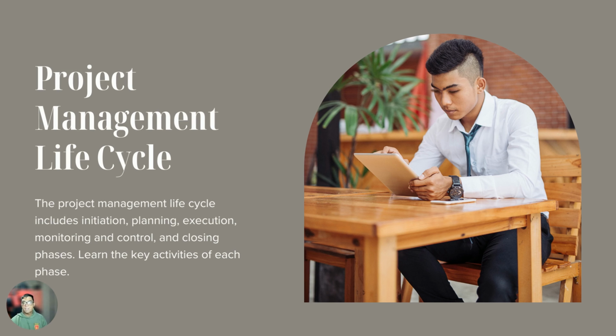Project management life cycles. The project management life cycle includes initiating, planning, executing, monitoring, control, and closing phases. Learn the key activities for each phase. And so in our Google Drive, every project is going to have a separate folder. So with the initiating, you have certain documents that are going to need to be included, which is going to be the project charter, the team charter.